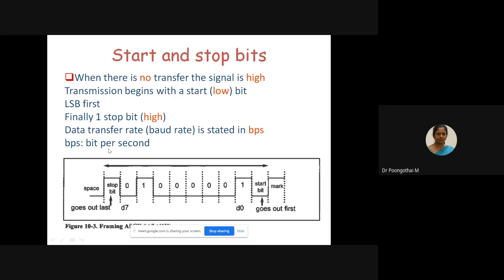So what is baud rate? It is a very important terminology of serial communication. What is baud rate? Can anyone explain that? Baud rate is a bit transmission rate. Very good. It is the reciprocal of the time to send one bit of data.